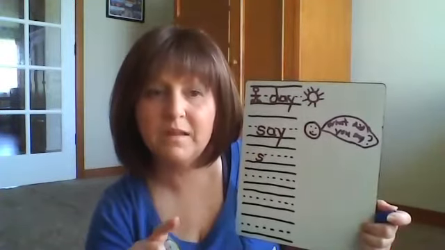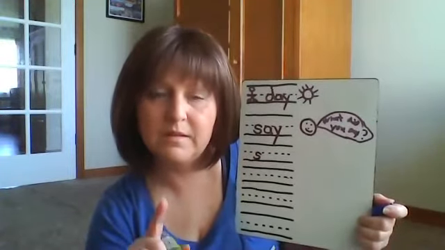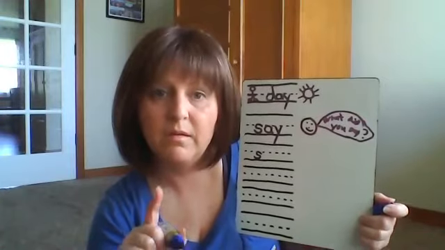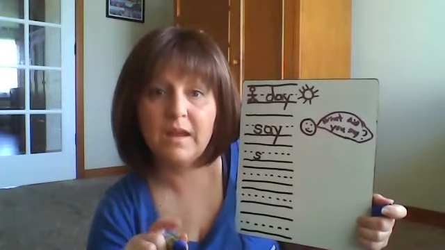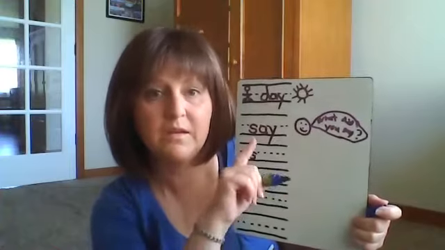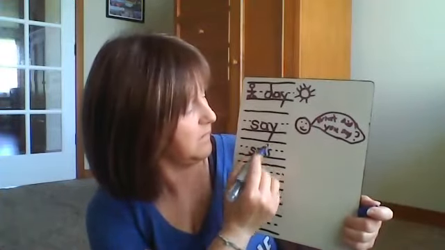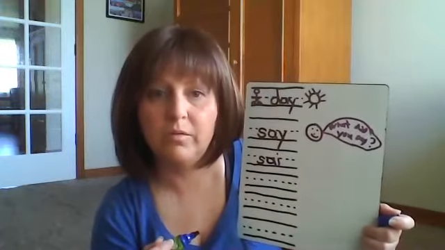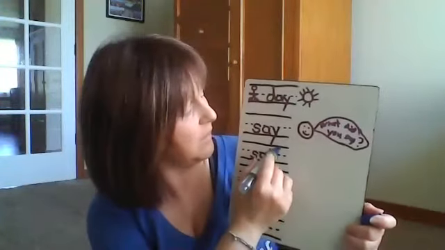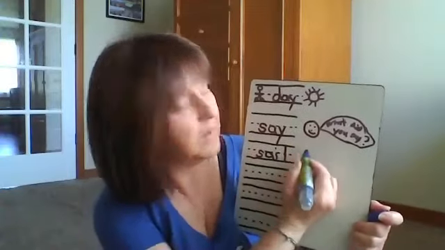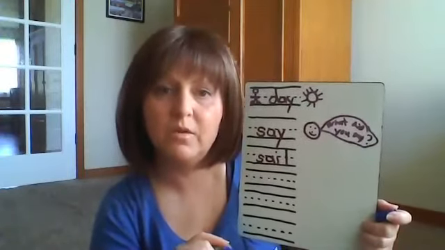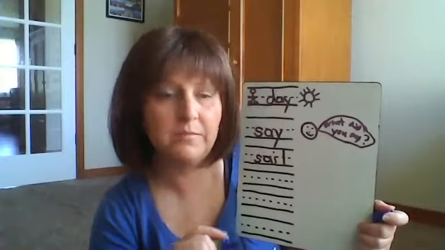But remember when we said if it's in the middle of a word, it typically is spelled different. It's spelled with an AI. So instead of an AY, we're going to put an AI. Sail. I hear the L sound. Okay, I want you to think of a sentence to use the word sail in.